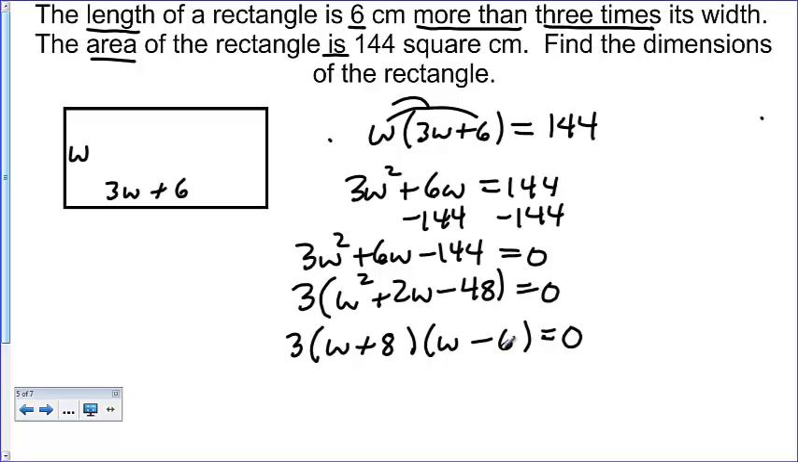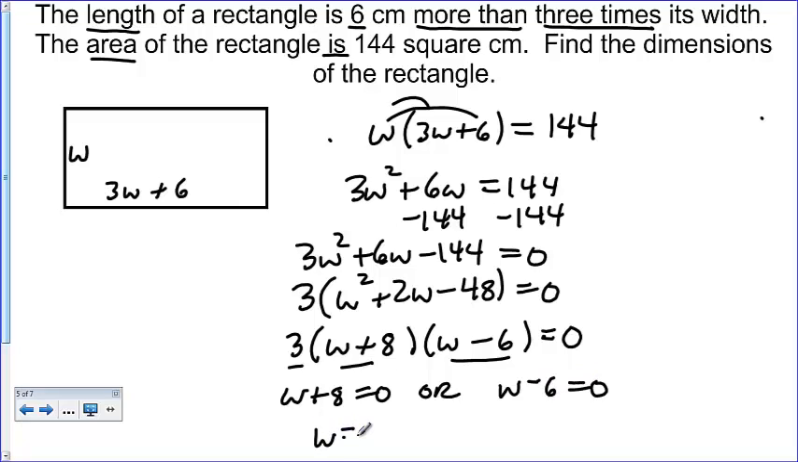Now the property of zero product says one of these 3 factors will equal 0, but you know 3 will never equal 0, so don't worry about setting that one equal to 0. But I'll set the other 2 factors equal to 0. And here I'll get W equals negative 8. Here I get W equals 6.